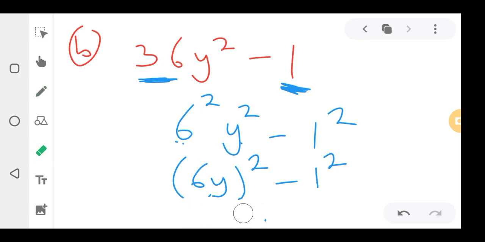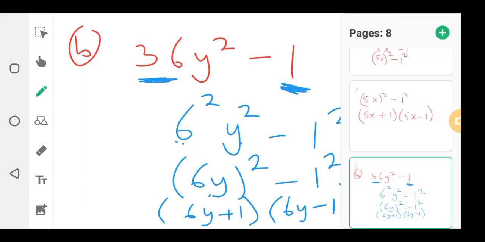We are now factorizing this. So open bracket, 6y plus 1 closed. Open bracket, 6y minus 1. That's how you solve it. Okay, we continue solving like that all the time.